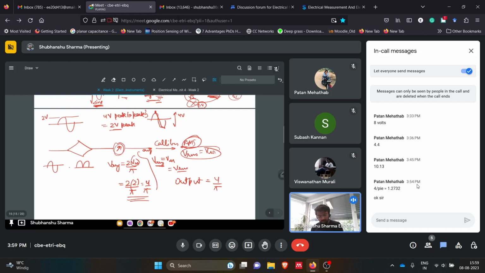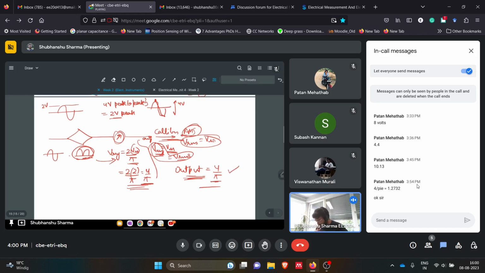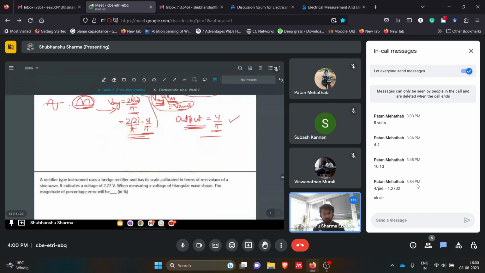So what happened? The PMMC meter calculated the average value of the sinusoidal signal, that was 2 Vm by pi. Then after that, calibration, and this calibration was according to the square wave. So this average is equal to Vm. Whatever the average is, we have that same value as the RMS value for a square wave input. So based on that, whatever average we got, it outputted the same thing. So that was 4 by pi. Okay, so this we got. What is the value of 4 by pi? The answer is correct.